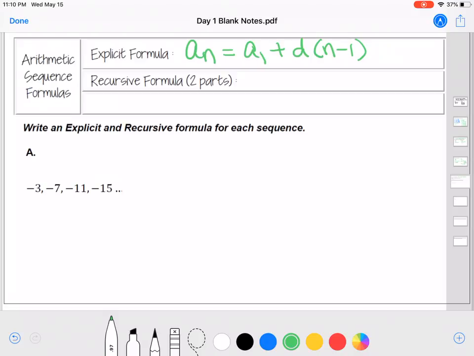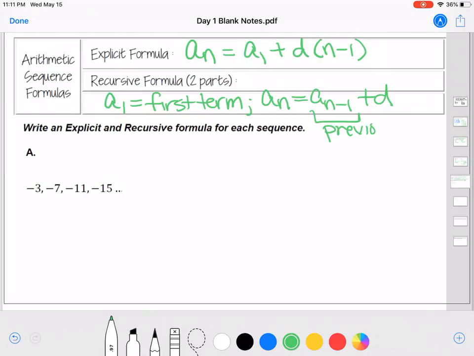The recursive formula has 2 parts. The first part is a sub 1 is the first term, that you need to give. And then the second part is a sub n equals a sub n minus 1 plus your difference. So a sub n minus 1 is the term before a sub n. We denote that as our previous term. So you're always taking your previous term and adding a difference.